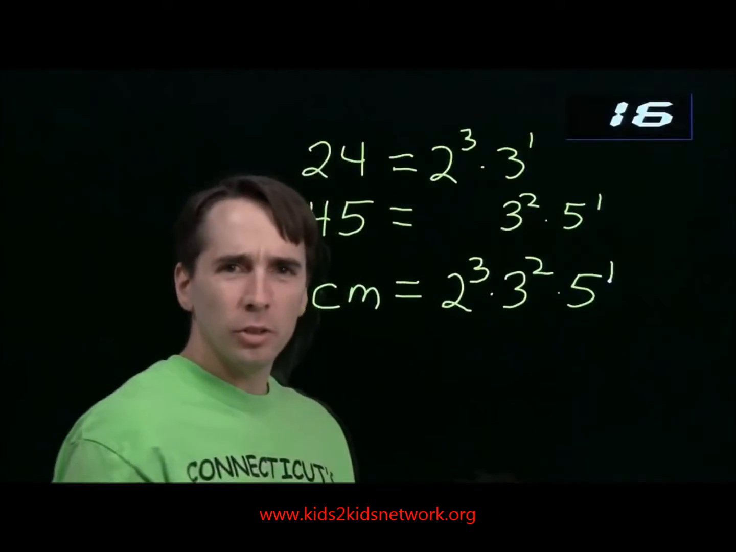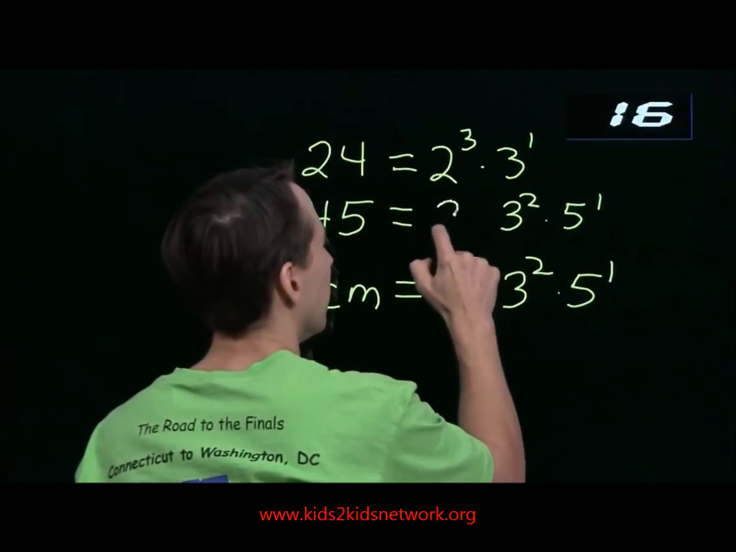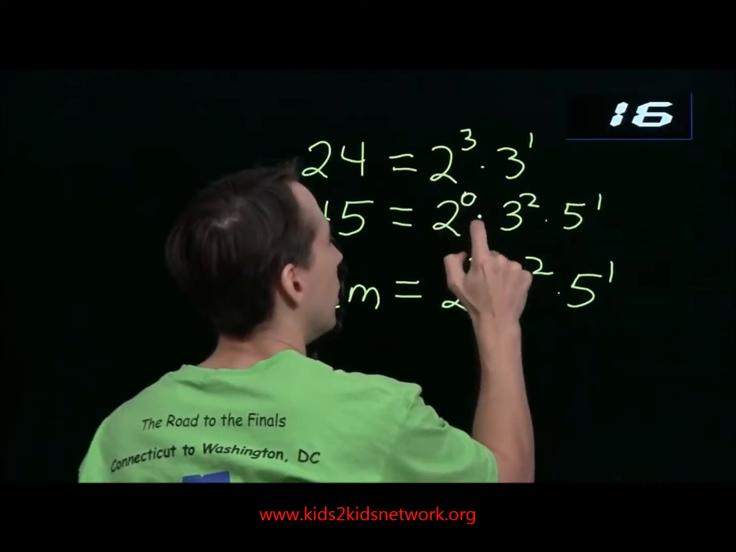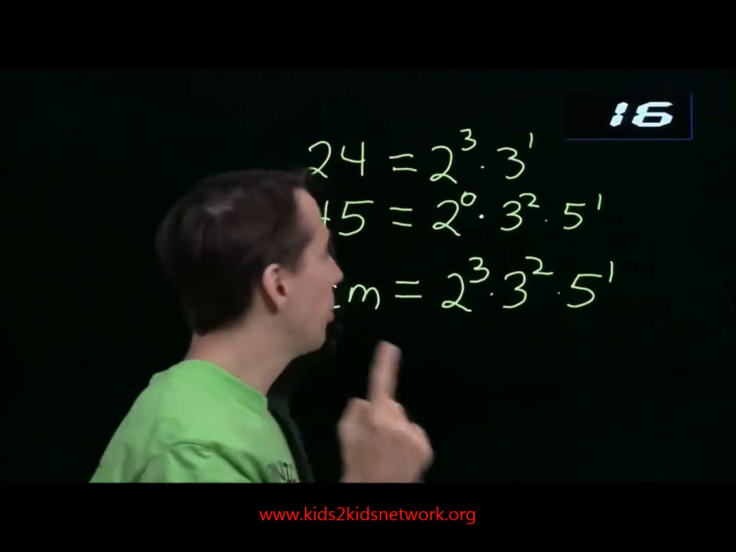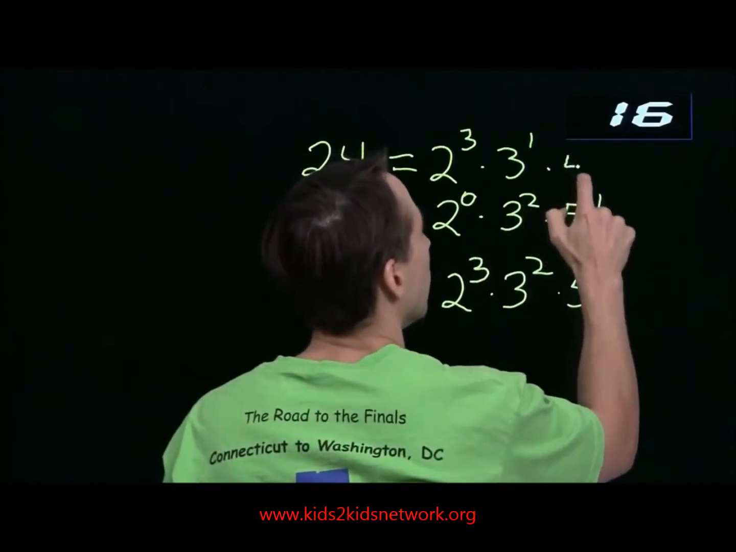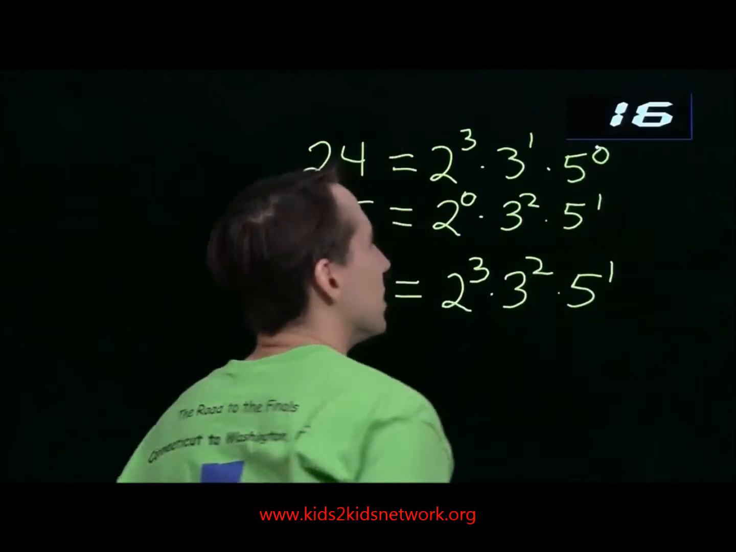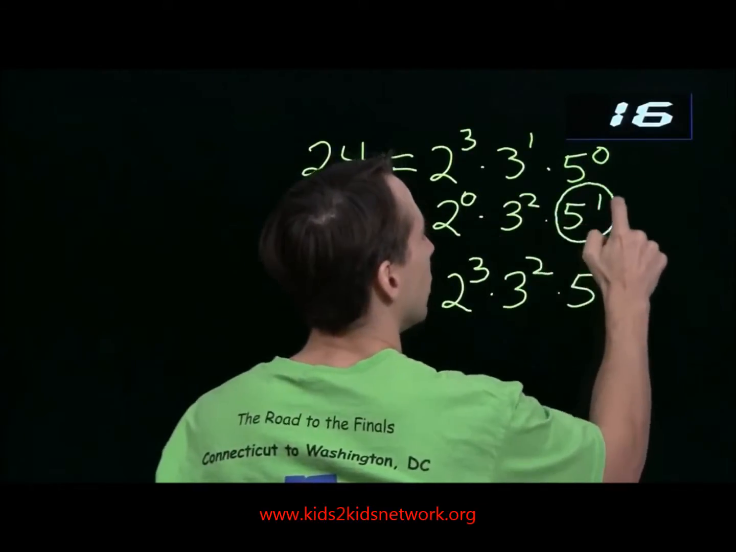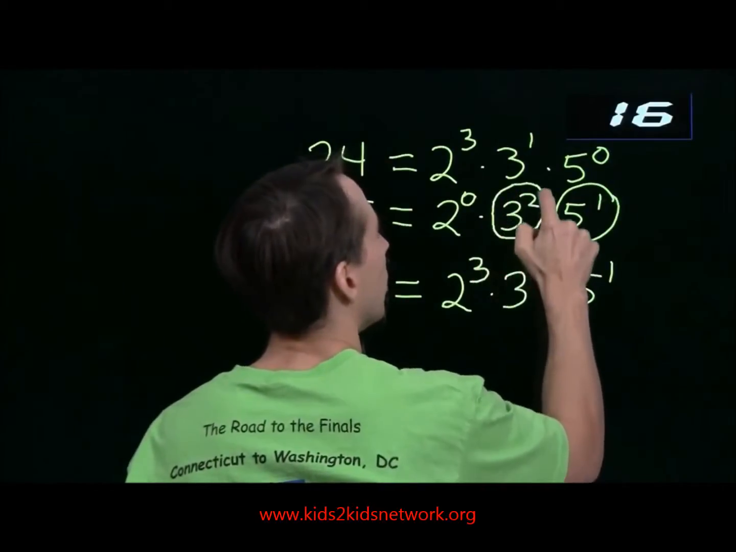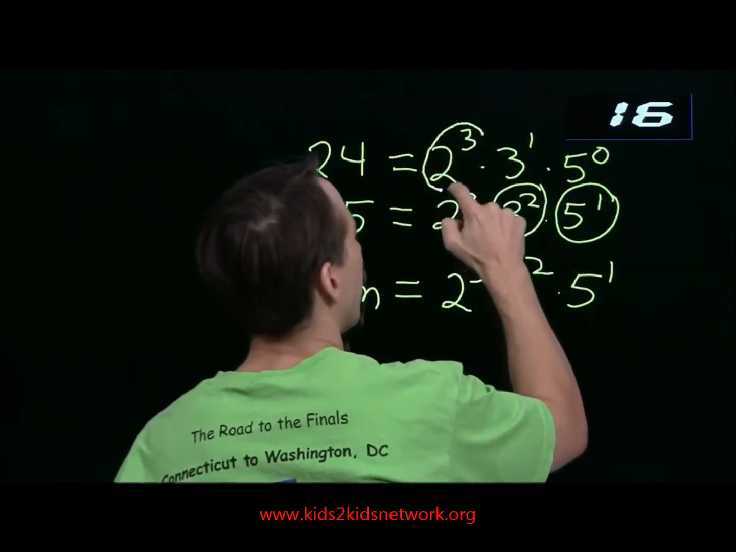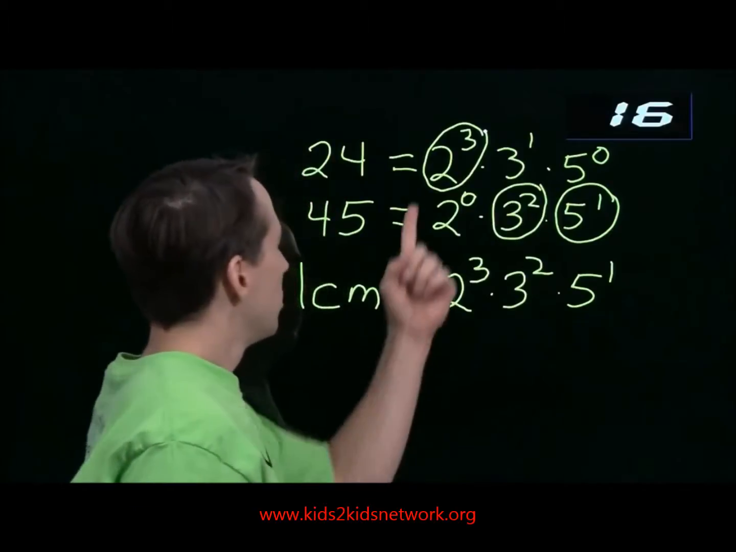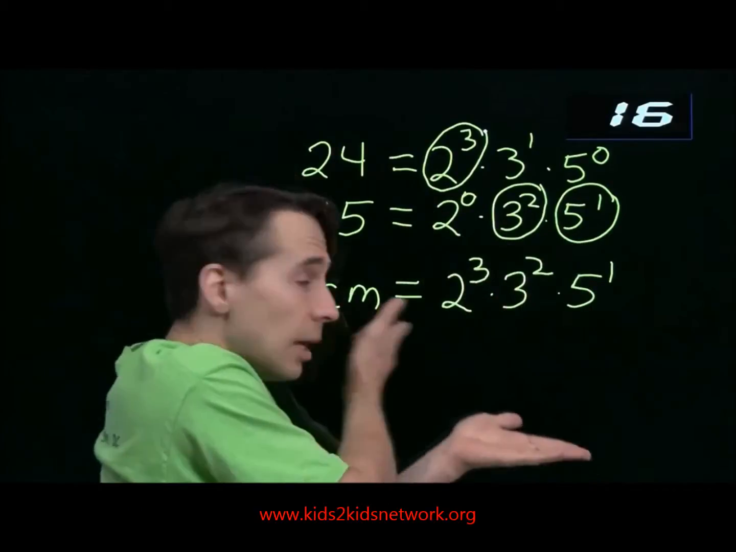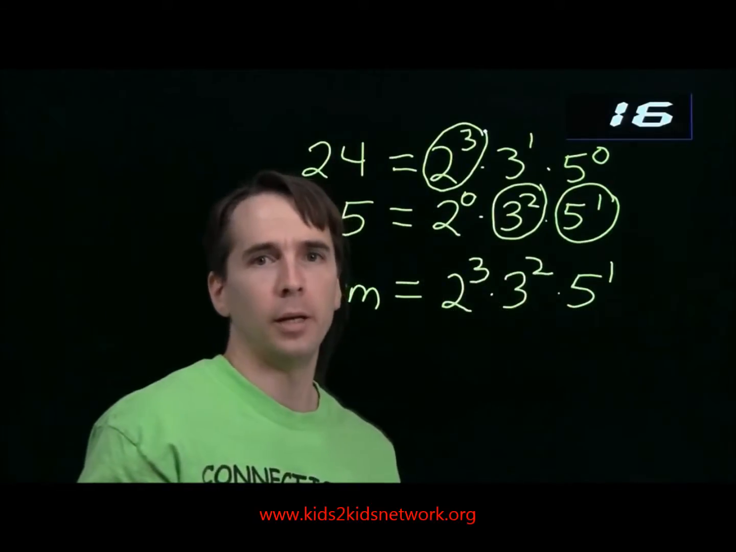Now, another way I could have looked at this is if I stick in the missing primes up here, and I put in the 0 power, because anything to the 0 power is 1. Well, one way I can think about this after I put in these 0th powers is I'm just taking the largest power of each prime that appears in the prime factorizations. The 2 cubed, the 3 squared, and the 5 to the first, and I build my least common multiple that way.